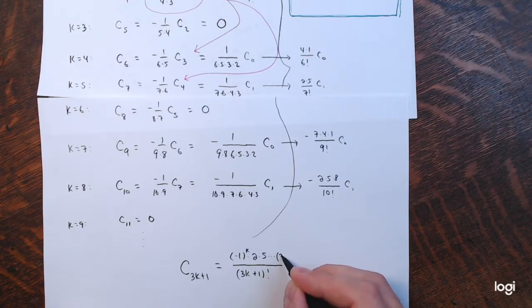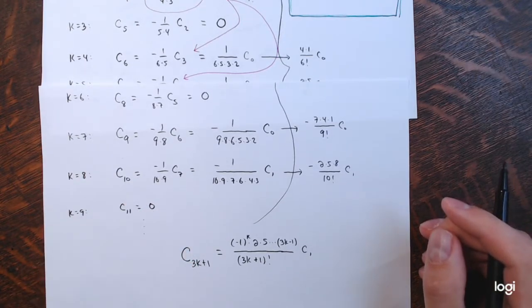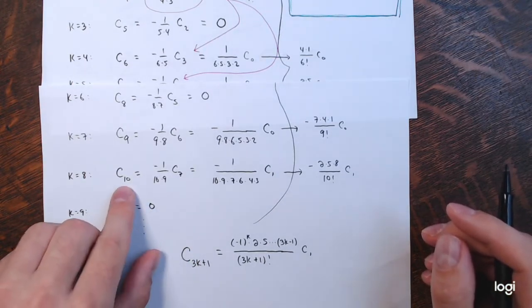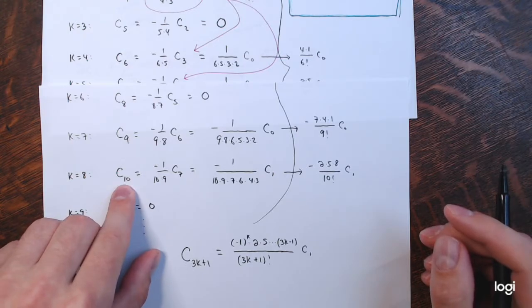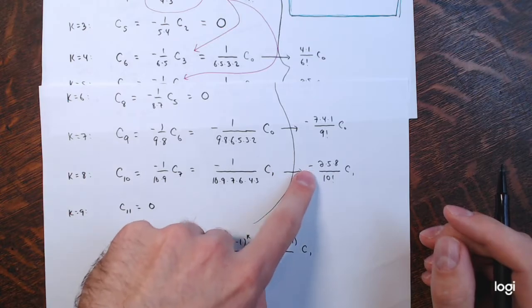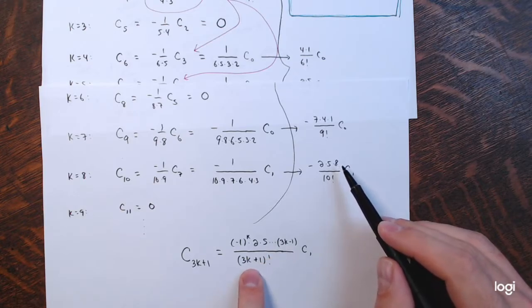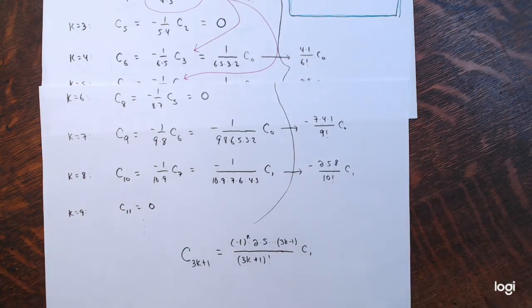3k minus 1, and then times c sub 1. And again, double check this. This c sub 10, that's 3 times 3 plus 1. So the value of k here would be 3. It would be negative 1 to the third, negative, and then 2 times, you keep this pattern up to 8, which is what's going on here, over 3k plus 1 by 4. This works out.